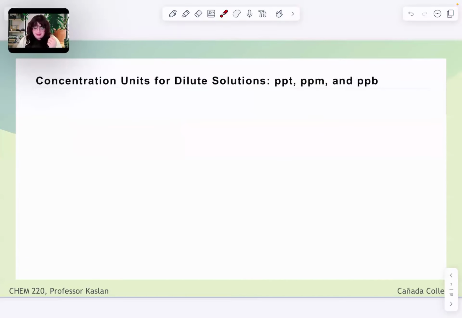And then we'll look at some concentrations that are specifically useful for very dilute solutions, meaning where the quantity of solute is really, really, really small compared to the quantity of total solution. So that will be our next topic in our next video.